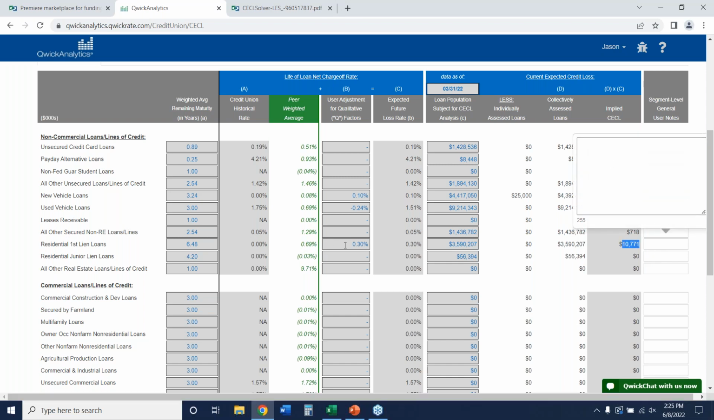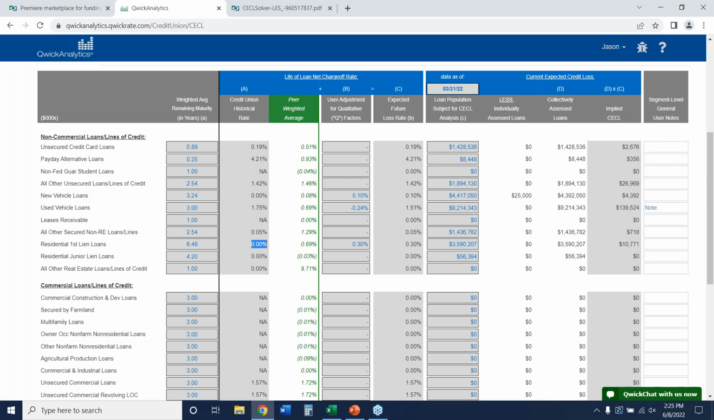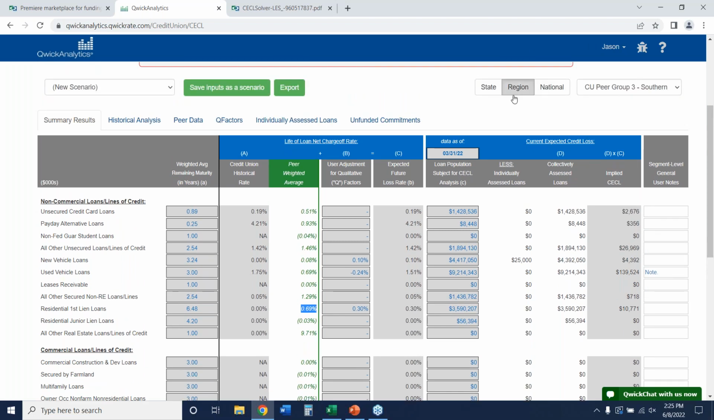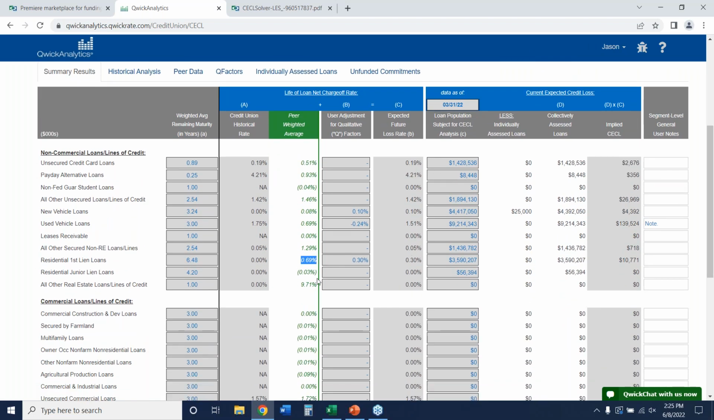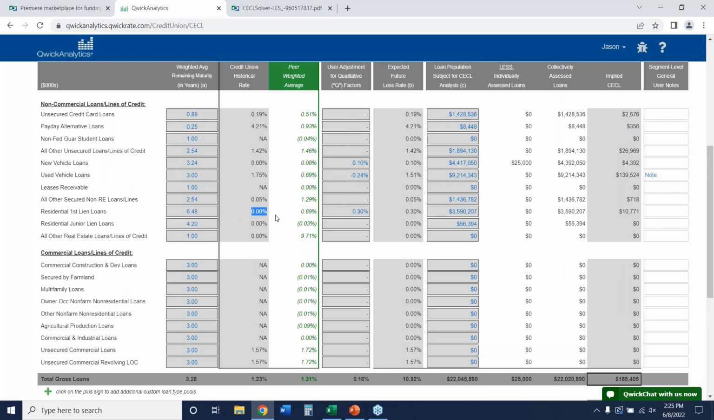Again, this number is completely supportable because it falls in between known values, your actual loss rate versus the loss rate for basically everyone, all these credit unions. So great numbers to have here. So another thing to think about when you have no losses in your portfolio.